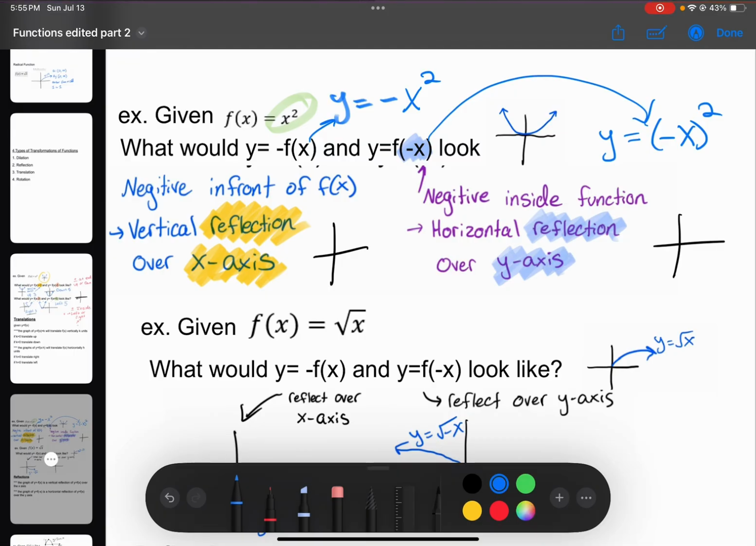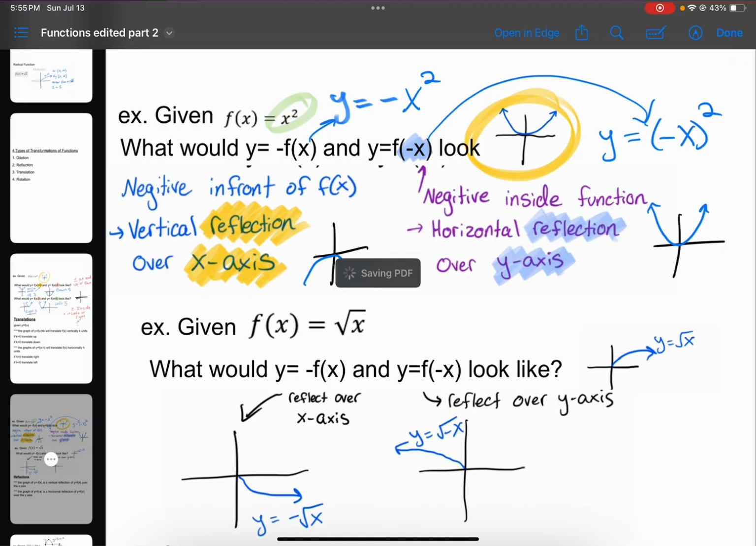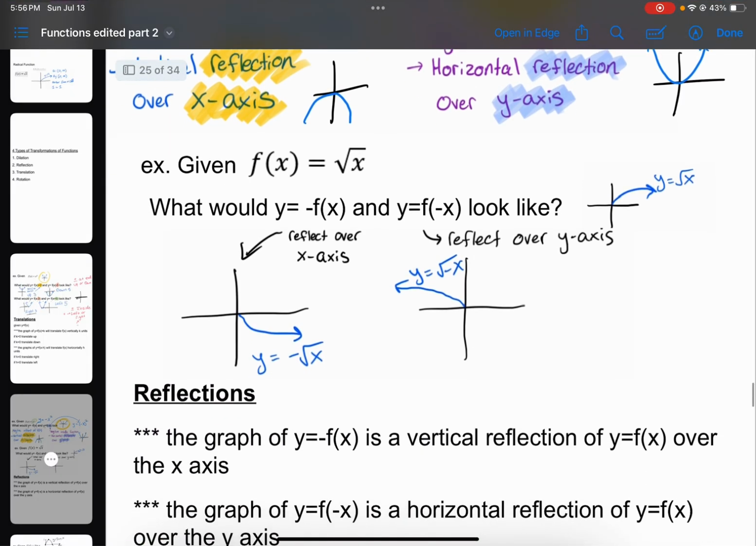Okay, so let's go back to our first one, reflection over the x-axis. So remember, this is our parent picture here. Reflection over the x-axis would look something like this, and a reflection over the y-axis, well, our parent function is symmetric about the y-axis, so a reflection over the y-axis wouldn't really change the picture much because it's symmetric, but we still have to know our rules, but this function kind of still looks the same.